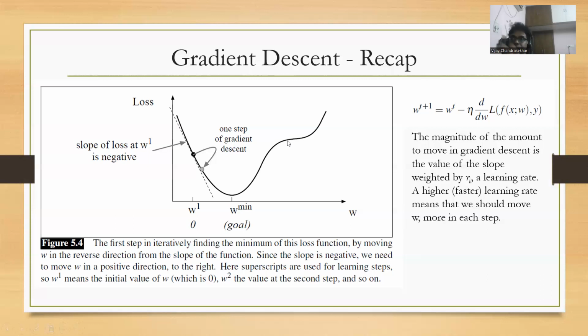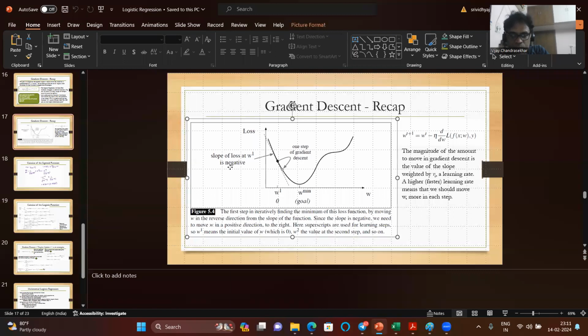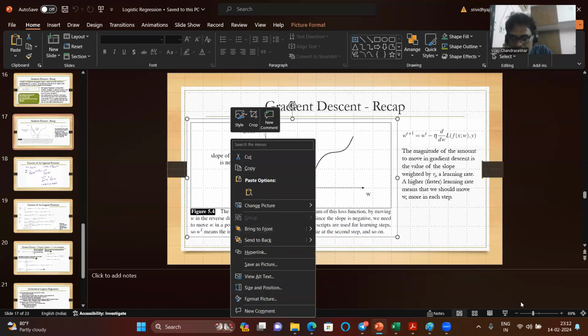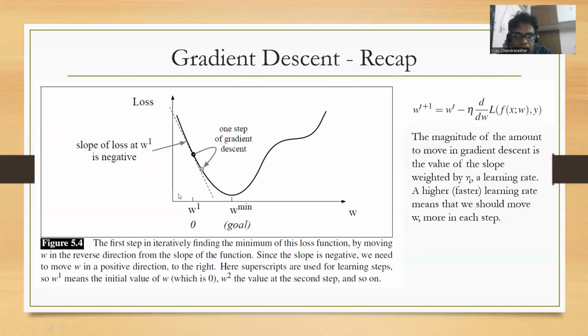So let me put it this way. If I know that this section of the curve looks like this, can eta be large? This section of the curve, from here to here. Or let me just switch to presentation mode. Give me a moment.